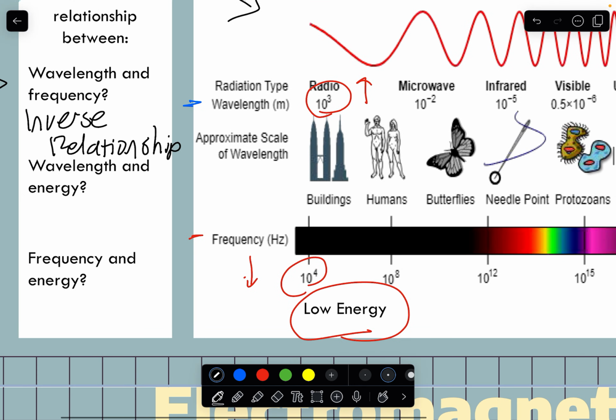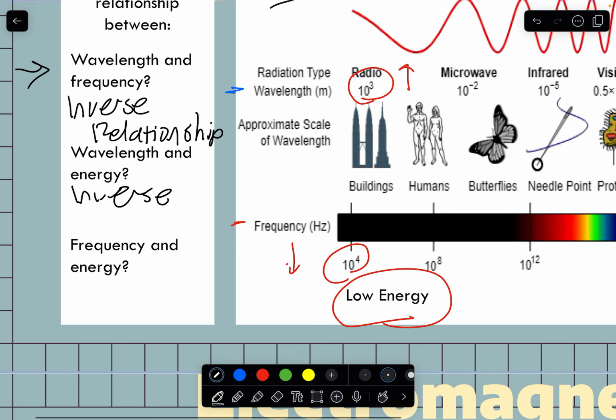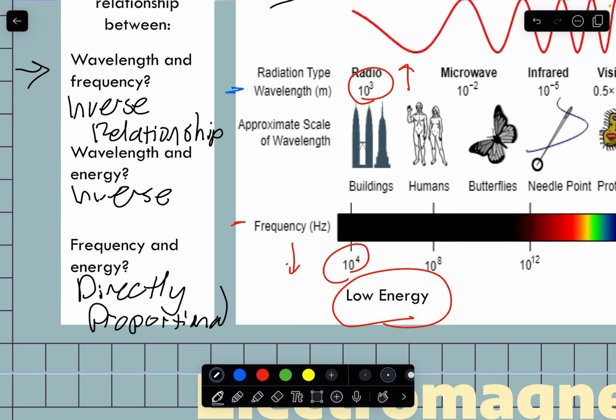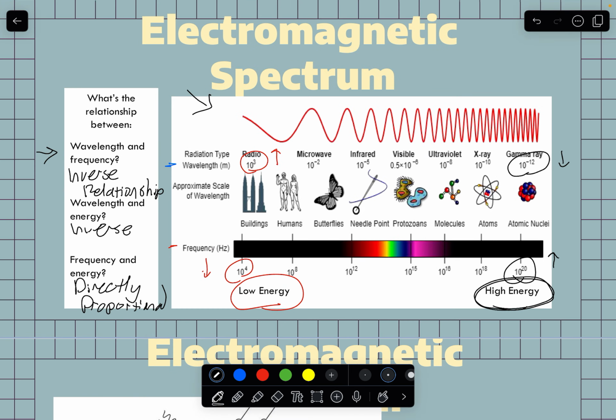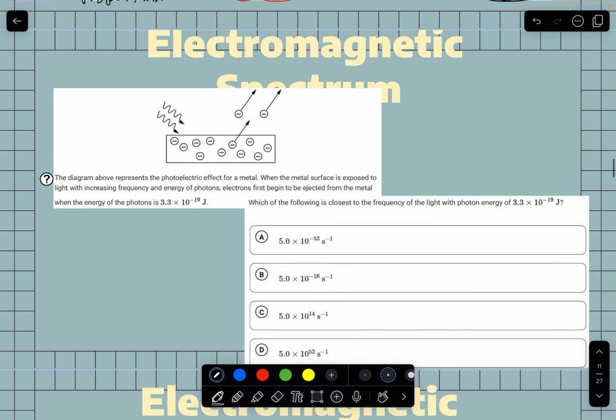Between wavelength and energy is also the same. It's going to be inverse. And then frequency and energy, if one increases, the other one also increases. So this is a directly proportional relationship. Okay, so make sure you understand the relationship between these variables, understand energy.